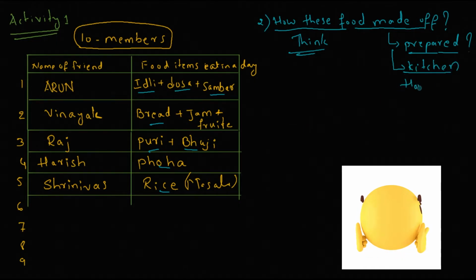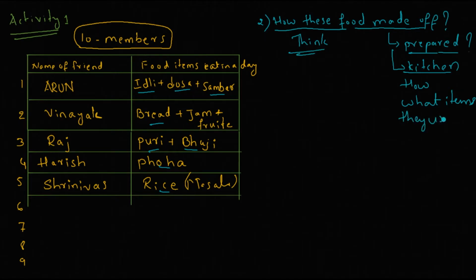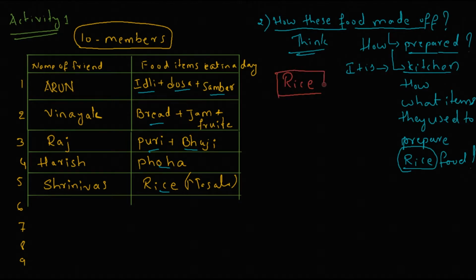And what items do they use to prepare this food? For example, rice. How is it prepared? We want to know that it is prepared in the kitchen, and how, and what items they use to prepare rice. So let's understand with one simple example, rice. This is a food. Let's take rice. What items are required?